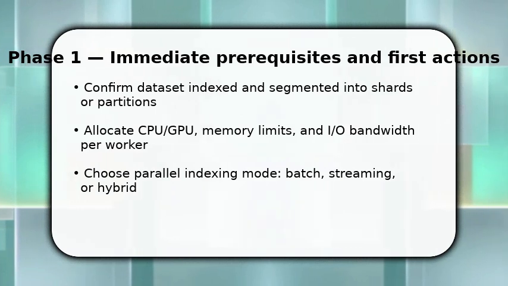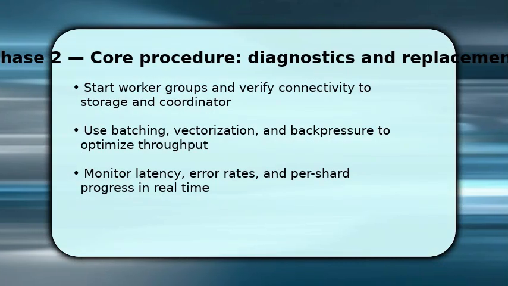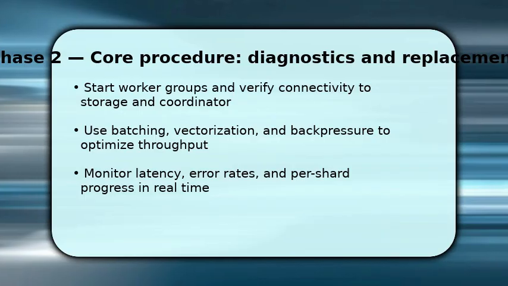You'll now run the main indexing loop and tune performance as you go. Start worker groups and confirm they reach the coordinator and storage endpoints. If not, fix network or auth immediately.